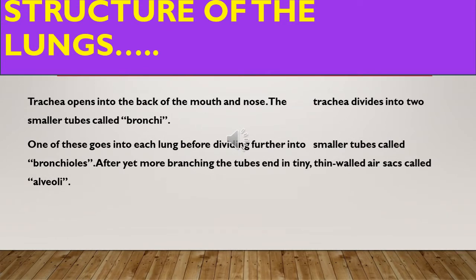The trachea opens into the back of the mouth and nose. The trachea divides into two smaller tubes called bronchi. One of these goes into each lung before dividing further into smaller tubes called bronchioles. After yet more branching, the tubes end in tiny, thin-walled air sacs called alveoli.